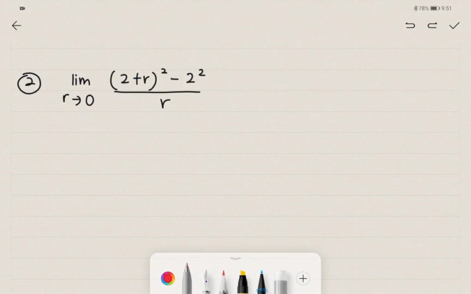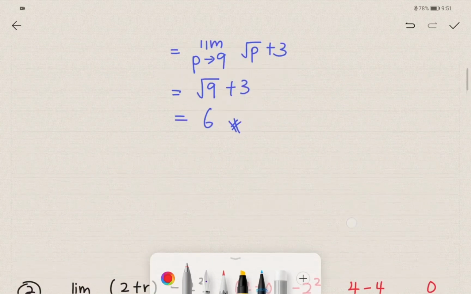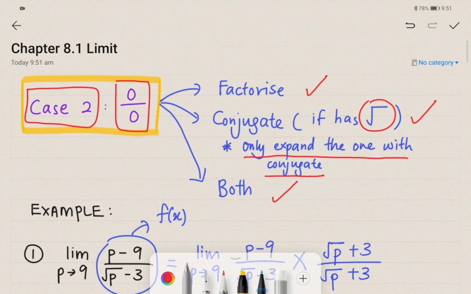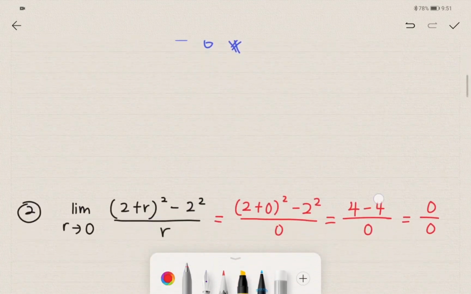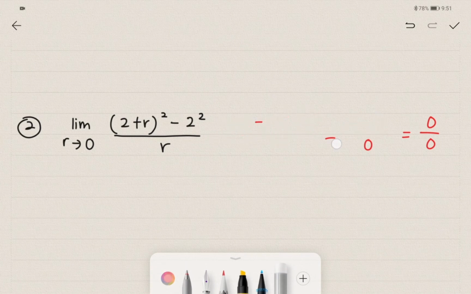Now let us look at the second question. If we substitute r equals 0 into the f(x), we will get 2 plus 0 squared minus 2 squared over 0. So we will get 4 minus 4 over 0, and at the end you will get 0 over 0. This one will be case 2. Revise again: for case 2, we can either factorize or use conjugate, or sometimes use both. In this question, there is no surd, so we will not use the concept of multiplication of conjugate. What we need to do is just expand.